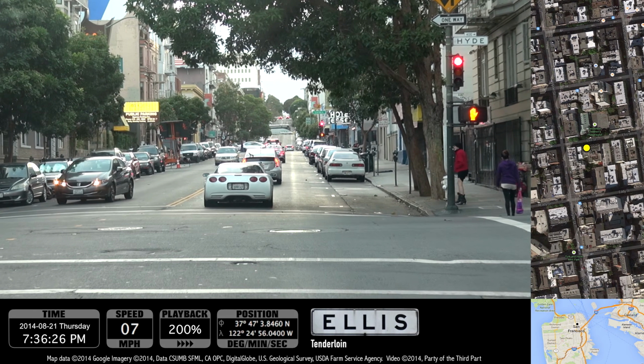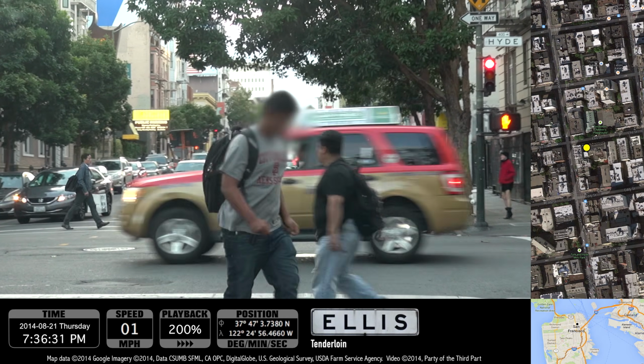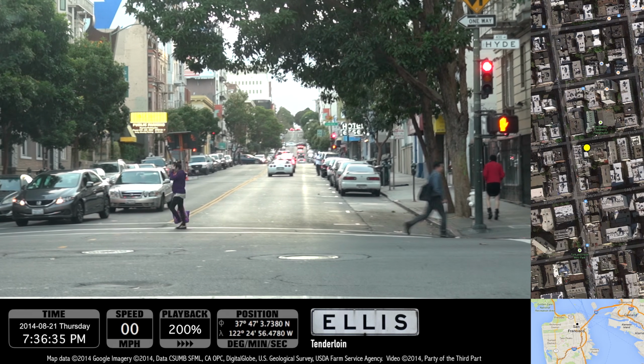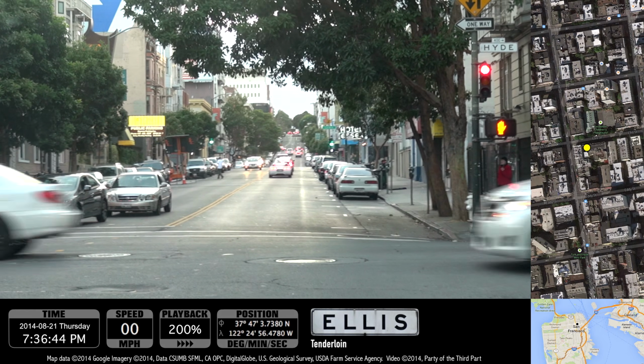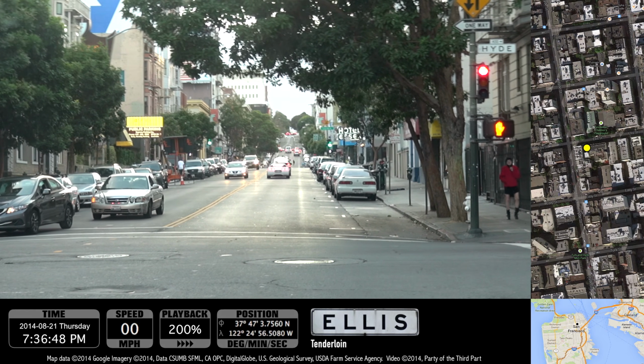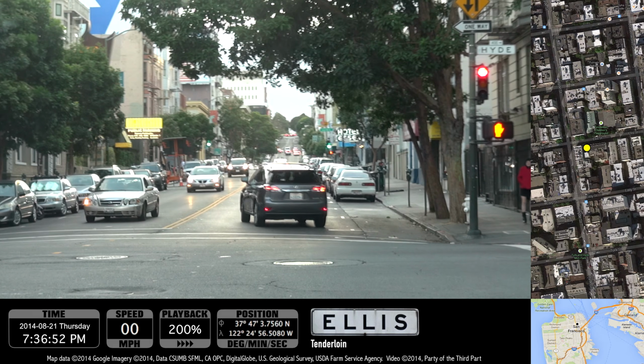Okay, off to the right there, you can see a Tenderloin local hanging out, pacing the corner, dressed a certain way. I've seen her hanging out at this corner numerous times in the past. You can draw your own conclusions as to what might or might not be going on there.